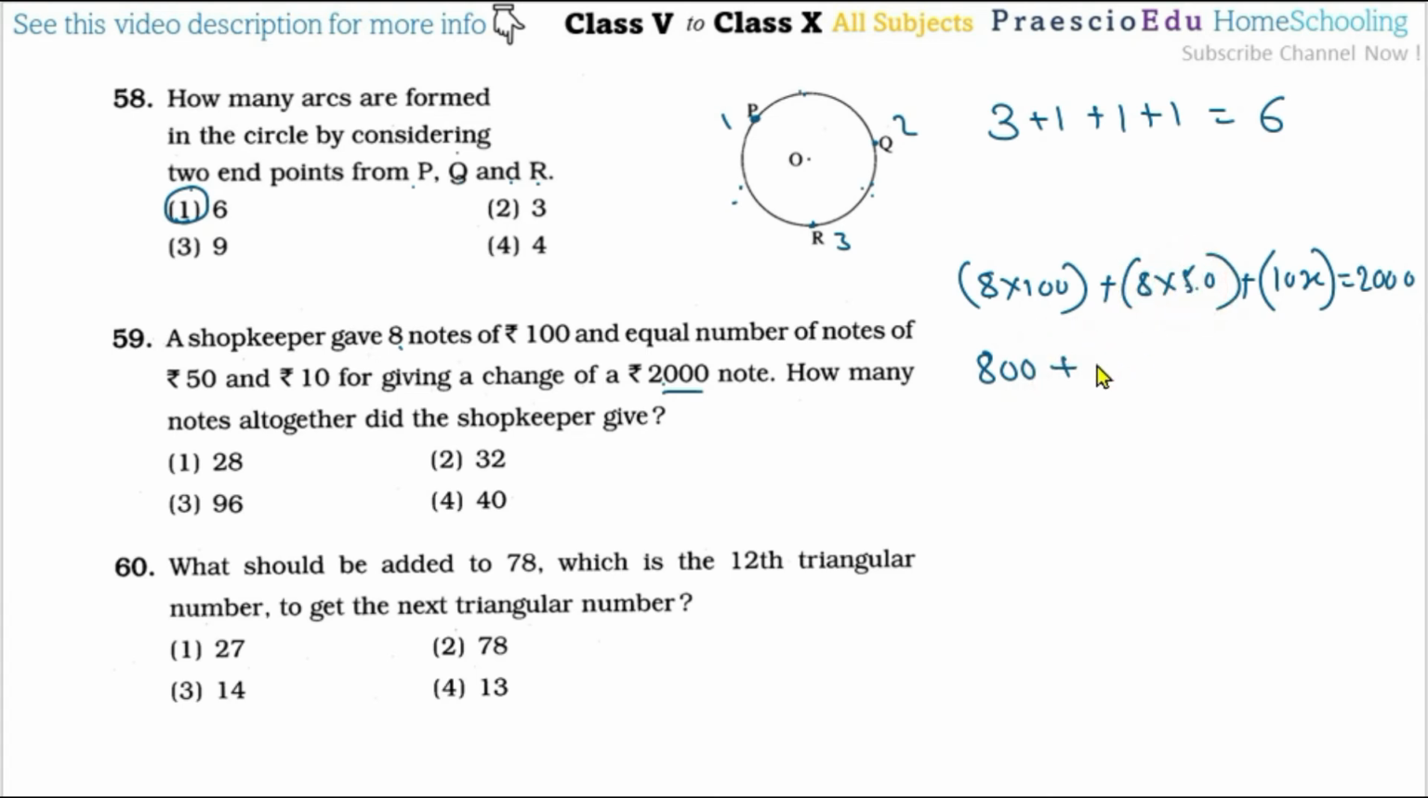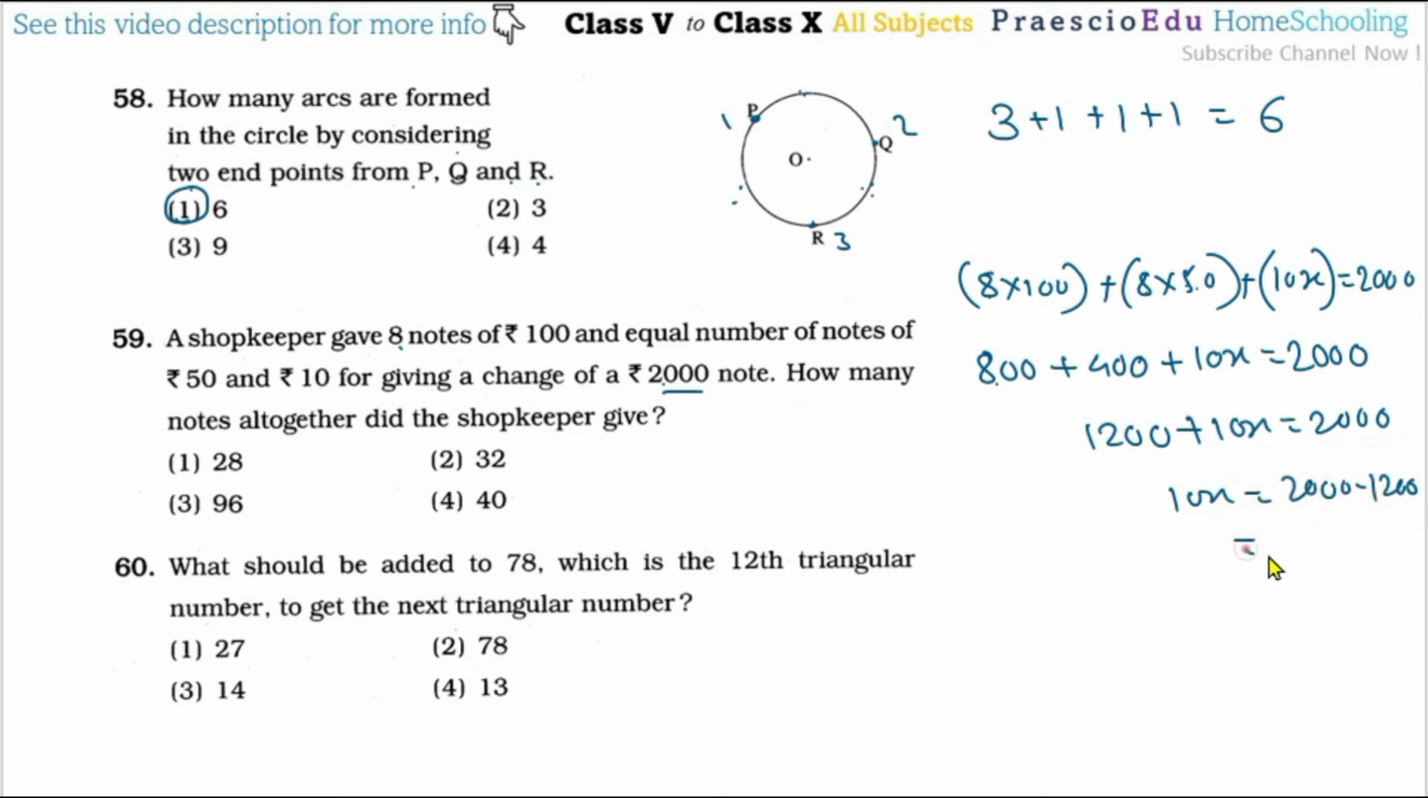So 2000 equals 8 multiplied by 100, that is 800, plus 8 multiplied by 50, 8 fives are 40, and then this 0 means 400, plus 10x. Now 800 plus 400 is 1200 plus 10x, that equals 2000. Now 10x equals 2000 minus this 1200. So that is 800. 10x equals 800, now x equals 800 divided by 10.